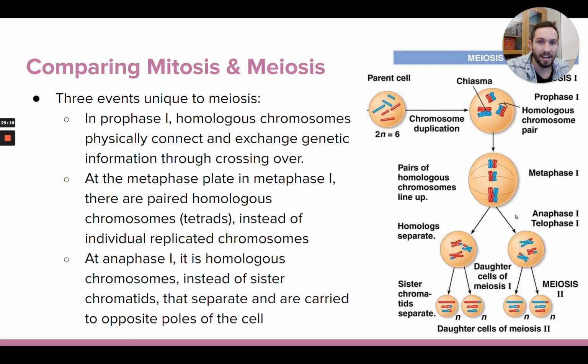Also, in metaphase I of meiosis, the homologous chromosomes line up together in pairs, which in mitosis, they don't do. And then lastly, in anaphase I of meiosis, the homologous chromosomes are separated into two daughter cells. Mitosis never does that. In mitosis, we never separate the homologous chromosomes into different daughter cells.